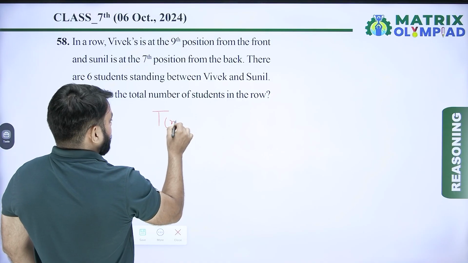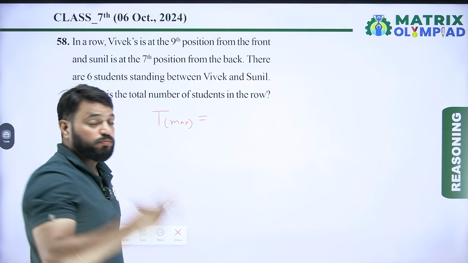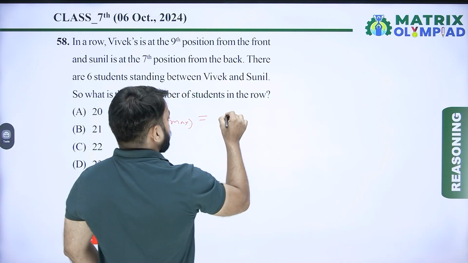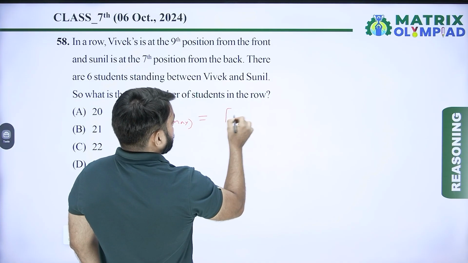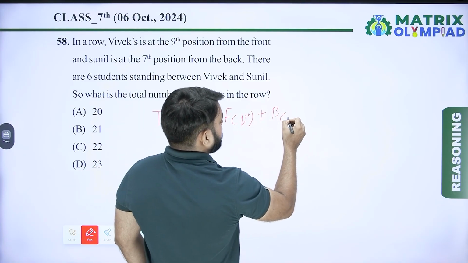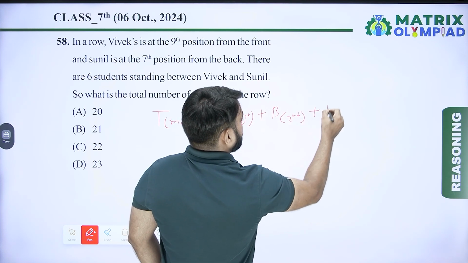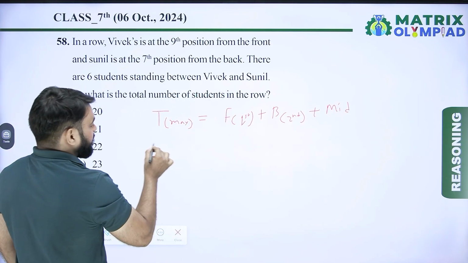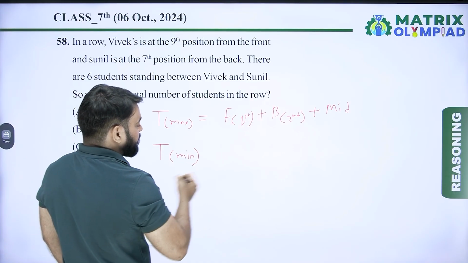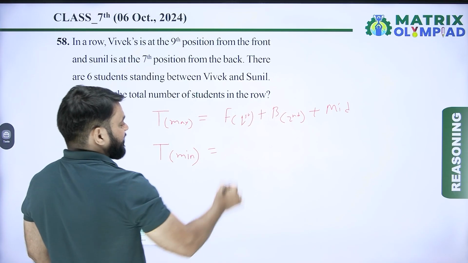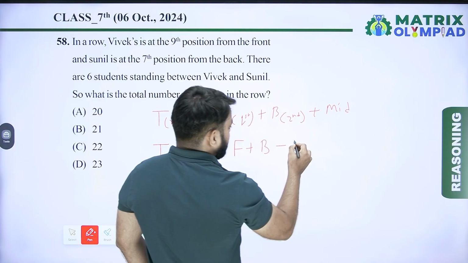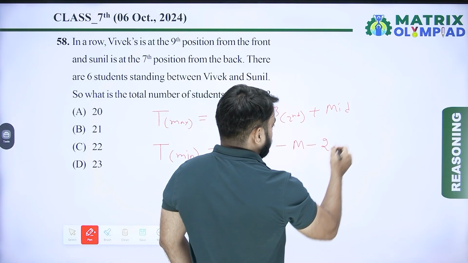Find the total maximum number when the positions of the 2 persons and the number of middle persons is given. Front position of the first person plus back position of the second person plus number of middle persons gives the total maximum number of persons. For the minimum, the formula is front position plus back position minus number of middle persons minus 2.